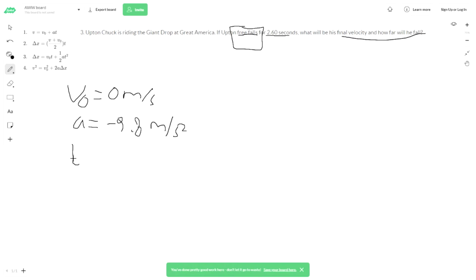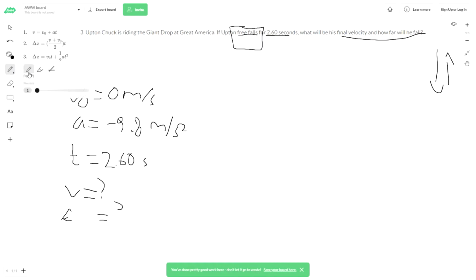And then we're given the time, t equals 2.60 seconds. So we're looking for his final velocity, and we are looking for the distance he will fall. Again, this change in x value can be replaced by change in y if that's easier, since we're dealing with free falling, which is like the y axis. So let's go ahead and change this to change in y equals question mark, just so we differentiate between our x values and our y values with the acceleration, the velocity, and time.